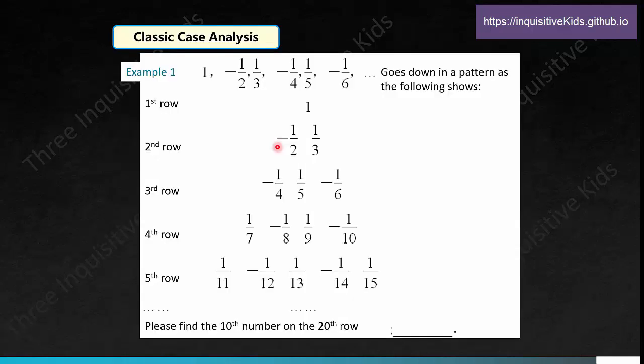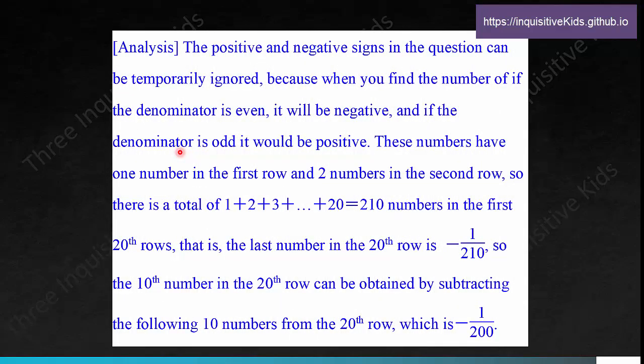As you can see here, in the first row there is one number, second row 2, third row 3, fourth row 4 numbers, fifth row 5 numbers, and so on. So what this is saying is that in the first 20 rows, not just the 20th row but all the numbers in front of it, there will be 210 numbers. So the last number will be negative 1 over 210 because 210 is even and is on the denominator. And each even denominator will be a negative fraction. So the last number in the 20th row is negative 1 over 210.